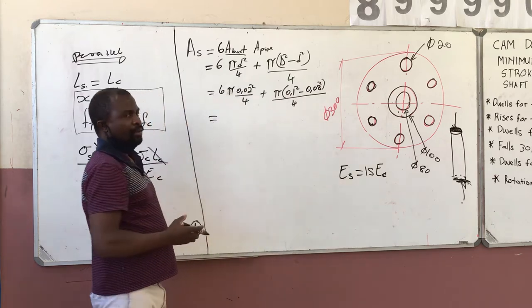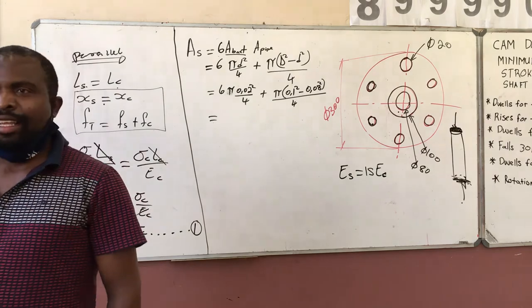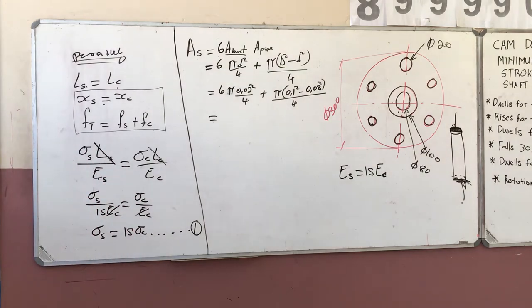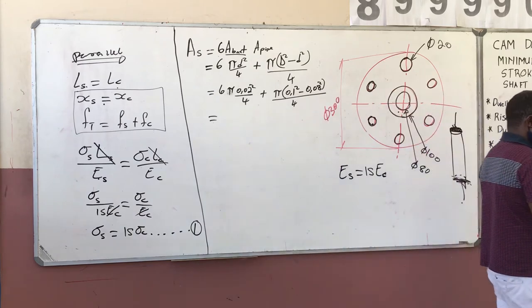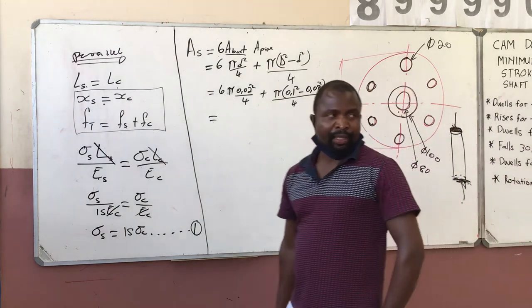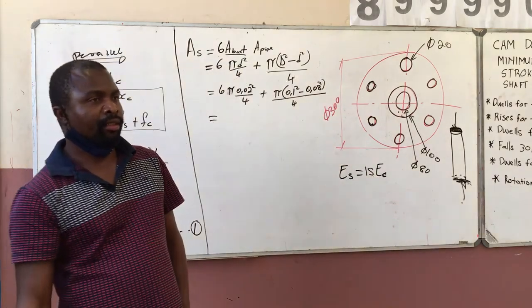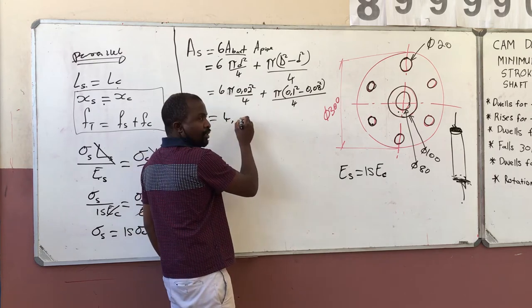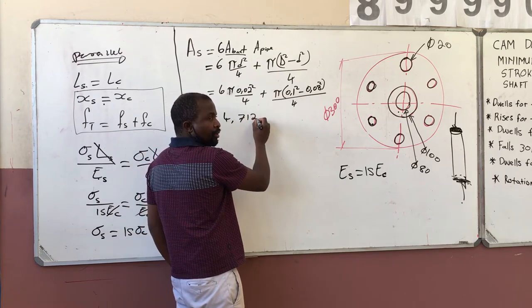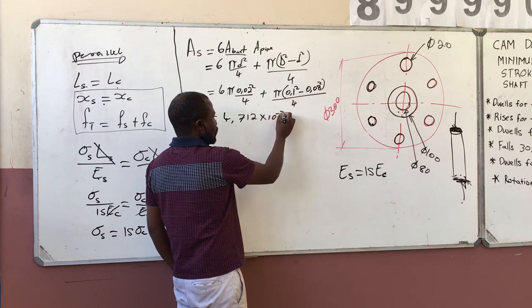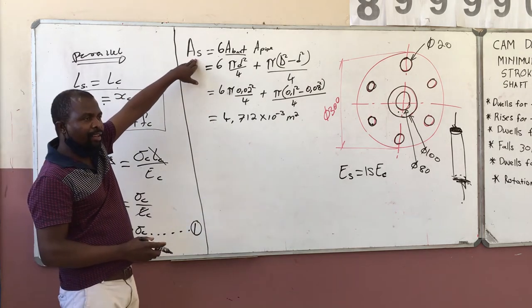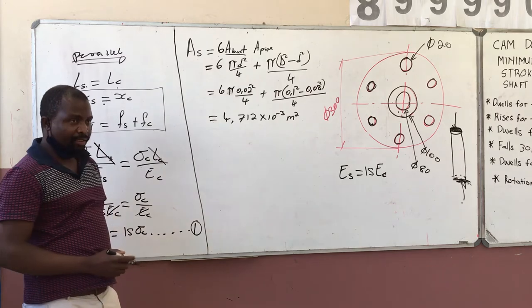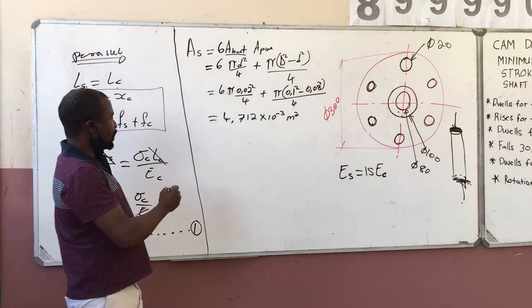Is there anyone who failed to understand that one? Because I believe you did not get it because of the areas. So what do you get? Put that one in engineering mode: 4.712 meter square. Yes. So now we have the area of steel. From there we need the area for concrete.